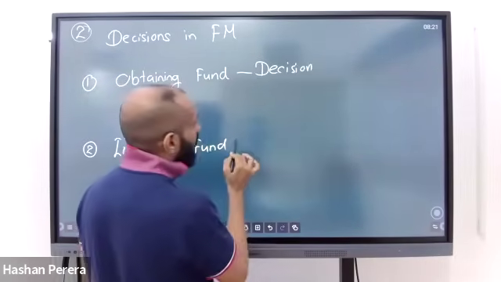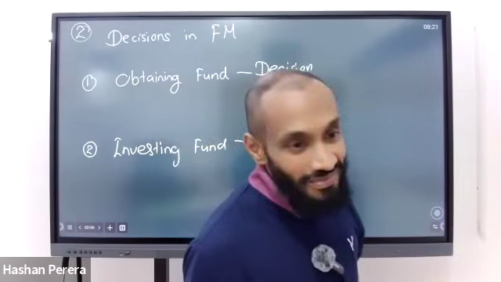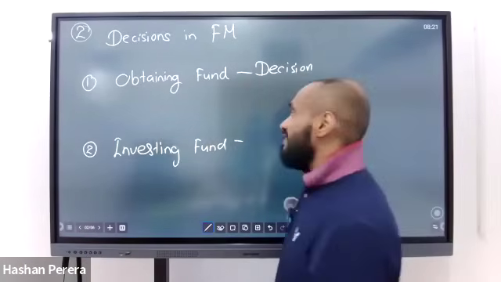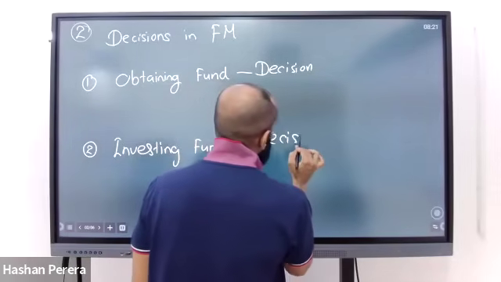So the first decision is all about how you are obtaining or collecting funds. Clear? The second decision is all about how you are investing funds.